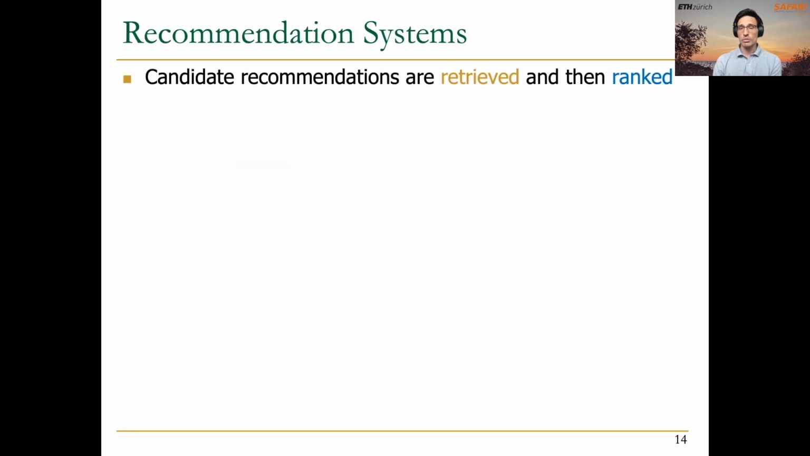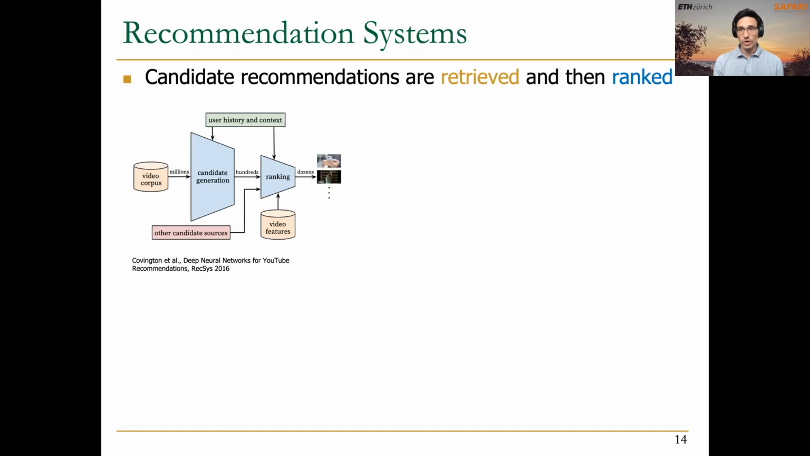The idea in a recommendation system is to find some candidate recommendations for users. They need to be retrieved and ranked in order to propose those that will, in principle, be the most interesting recommendations for the users. So for example, in YouTube, we receive recommendations that are first obtained from the large corpus of videos that YouTube contains.